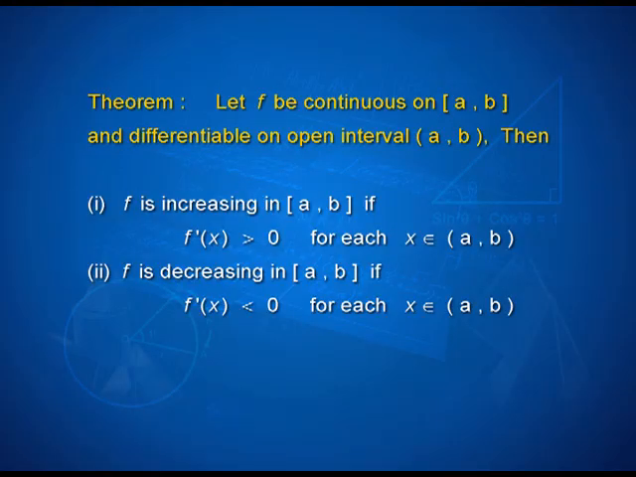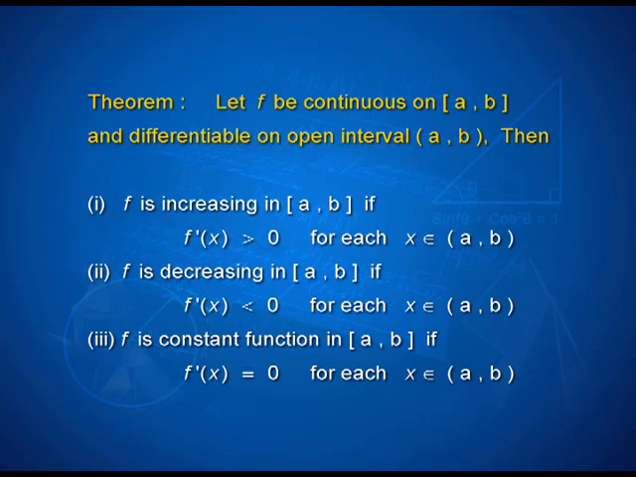What the theorem says is, let f be continuous on closed interval a b and differentiable on open interval a b. Then f is increasing in closed interval a b if f dash x is greater than 0 for each x belonging to a b interval, and f is decreasing in closed interval a b if the derivative takes values less than 0 for each x belonging to open interval a b. That is exactly what you saw just now. And f becomes a constant function if derivative takes the value 0 for each x belonging to open interval a b. So, no change happens, and therefore, it is going to be a constant function.